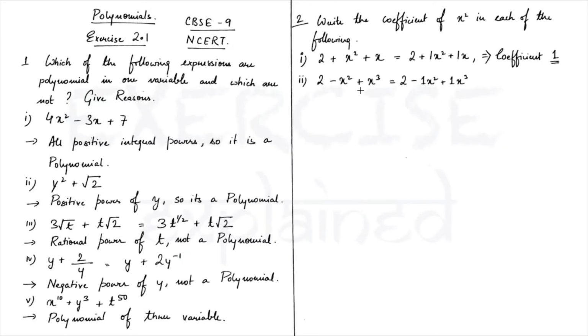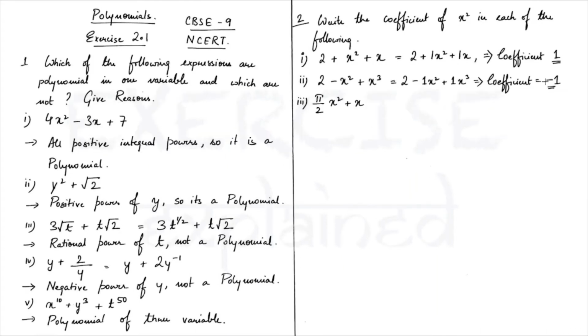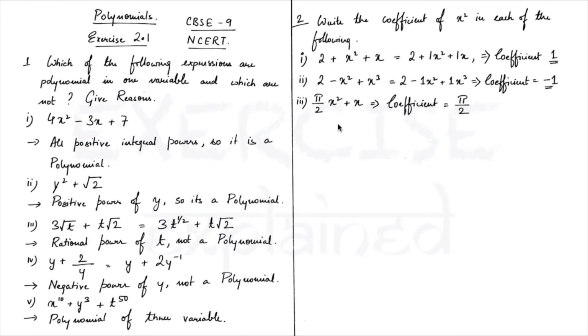Getting into the next question, here we have 2 minus x square plus x cube. So again we multiply this by 1, so we get 2 minus 1x square plus 1x cube. So you can see here we have got the coefficient of x square as minus 1. So we'll be writing it as minus 1. Getting into the next question, we have pi by 2 x square plus x. So pi by 2 is going to be the coefficient of x square. We just write it directly over here.